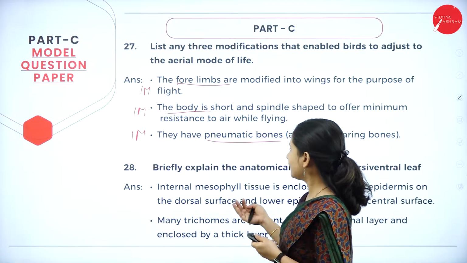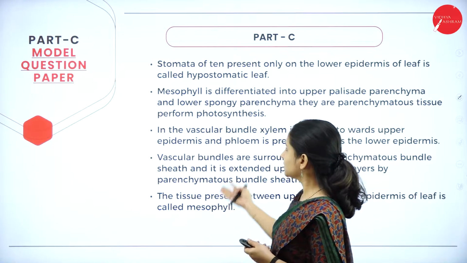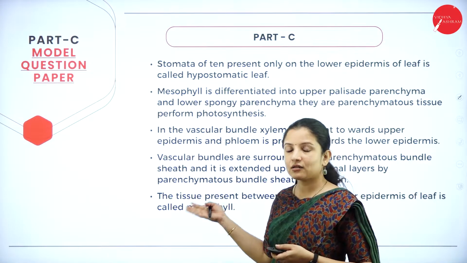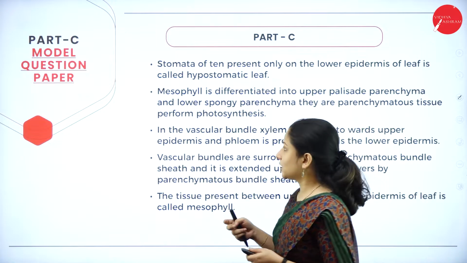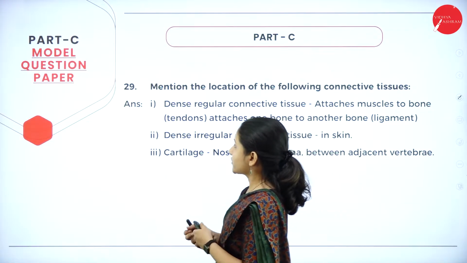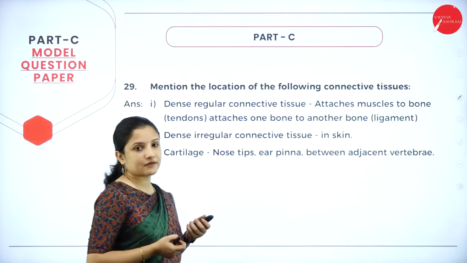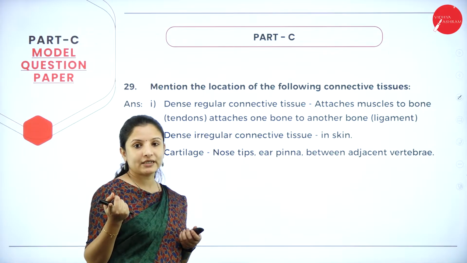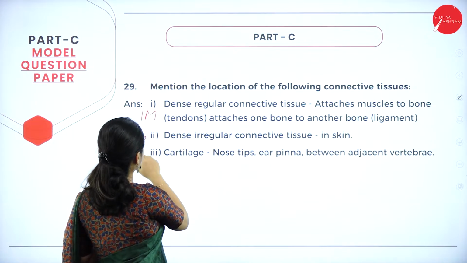In that, any 3 or 4 points if you write it is enough. So many points I have mentioned here. This is for 5 marks. But any 3 points if you write, 3 or 4 points if you write from this, it will fetch you 3 marks. Next, moving on to question number 29. Mention the location of the following connective tissue. As I told you how they divide the question, right? They divide the question as 1 mark and 1 mark.